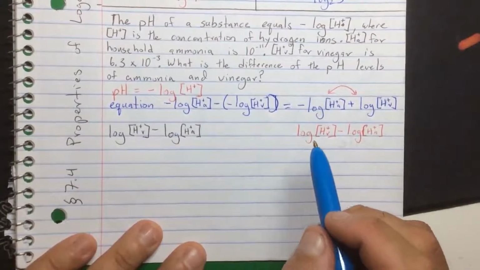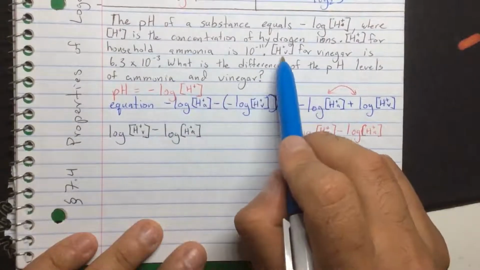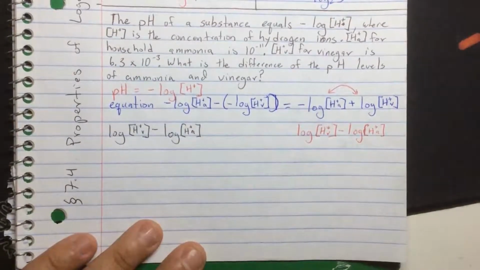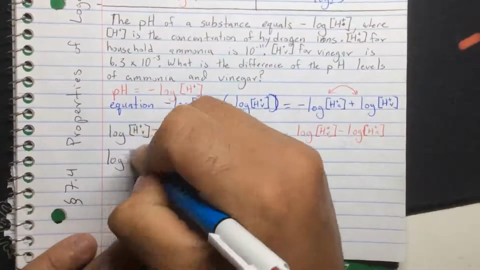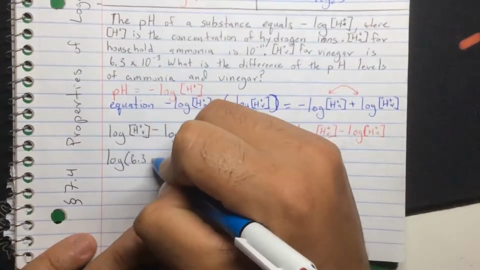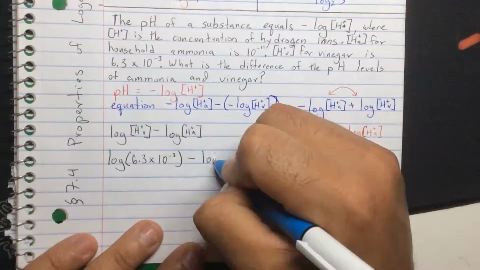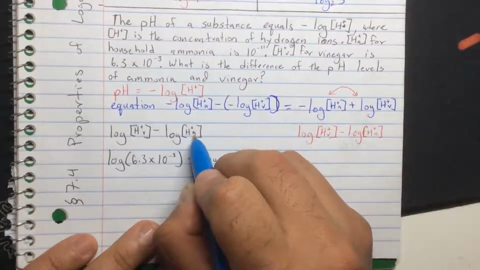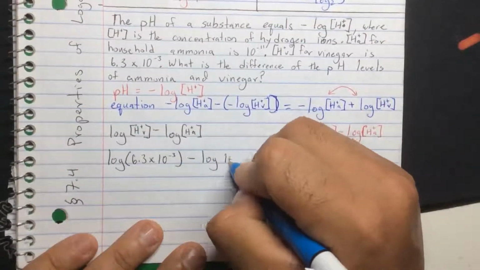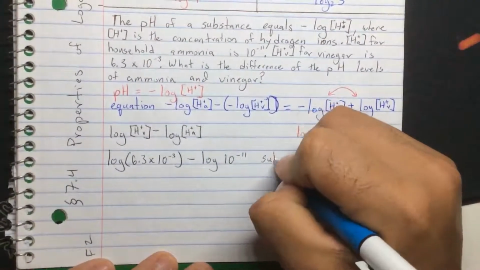All right, so now we're just going to substitute. We have the log of H positive vinegar, and we know that vinegar is 6.3 times 10 to the negative third power. So this is going to be the log of, I think we'll just write this in parentheses, 6.3 times 10 to the negative 3, minus the log of the hydrogen ion of ammonia, which is 10 to the negative 11. So we're going to write 10 to the negative 11. This was substitution.